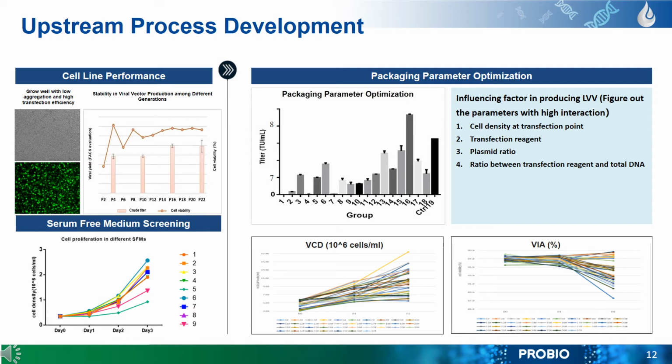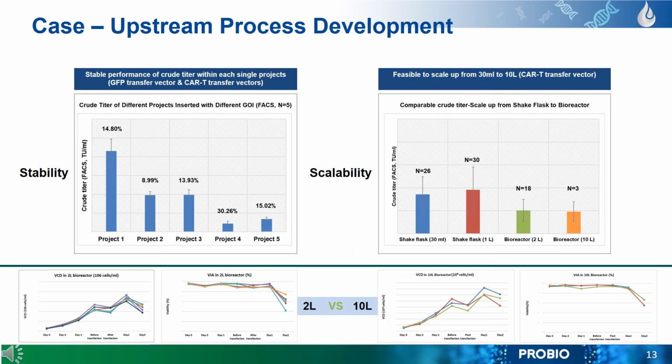We also optimized the transfection parameters during the upstream process. Since the transfection reagent is positively charged, the plasmid could break through the electrostatic barrier on the cell membrane and enter the cell. Thus, during this process, plasmid ratio and concentration, transfection reagent, and cell density are the key technological parameters of lentivirus transfection. To test the stability, we used transfer plasmids containing different GOI to package the lentivirus. Five batches of data showed that the cell line is very stable.